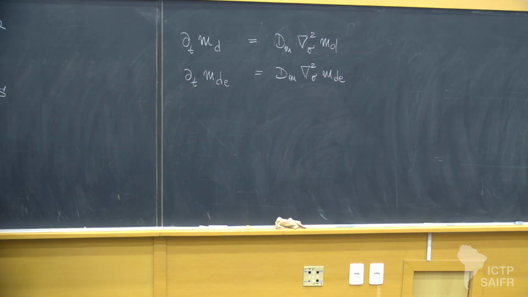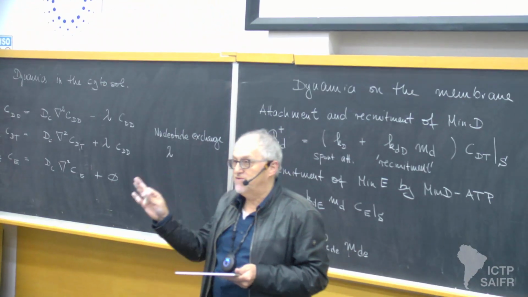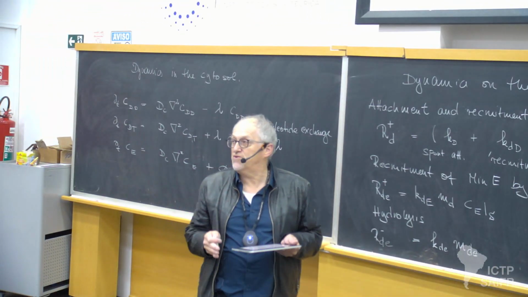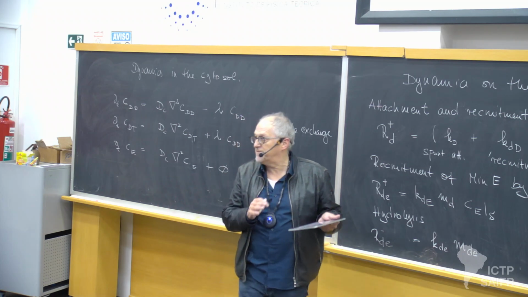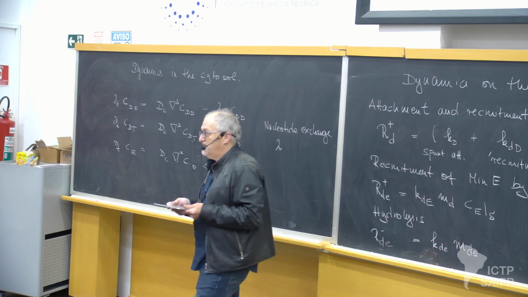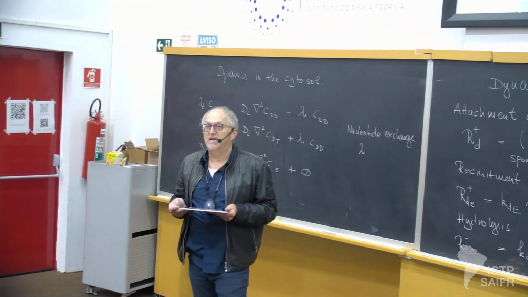So I'm making the same assumption as before. I say the diffusion coefficients on the membrane, they are the same for the two species. That's an approximation, but that's something we live with. Then I write here nabla squared sigma and not nabla squared. Why?